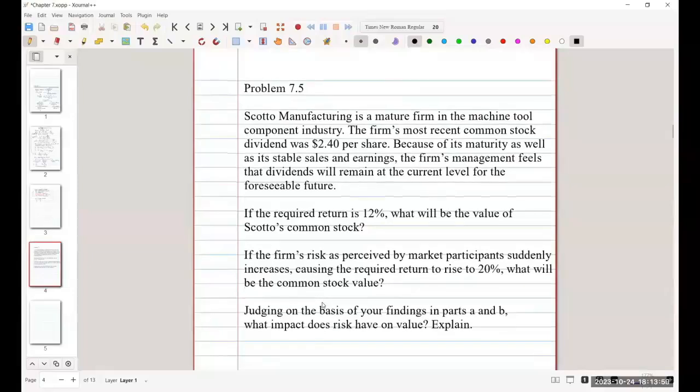This is that problem. Let's read through it. Scotto Manufacturing is a mature firm in the machine tool component industry. The firm's most recent common stock dividend was $2.40 per share. Because of its maturity as well as its stable sales and earnings, the firm's management feels that dividends will remain at the current level for the foreseeable future.